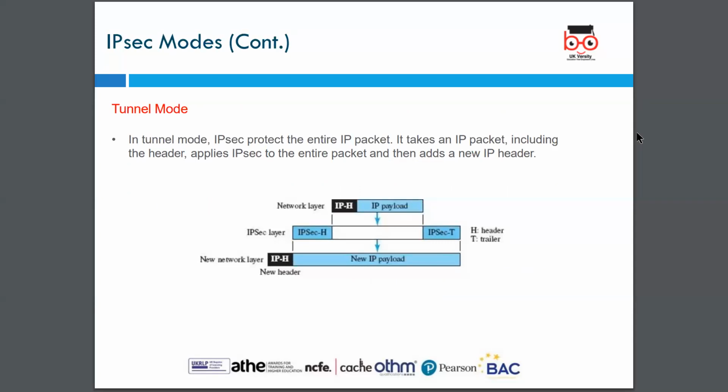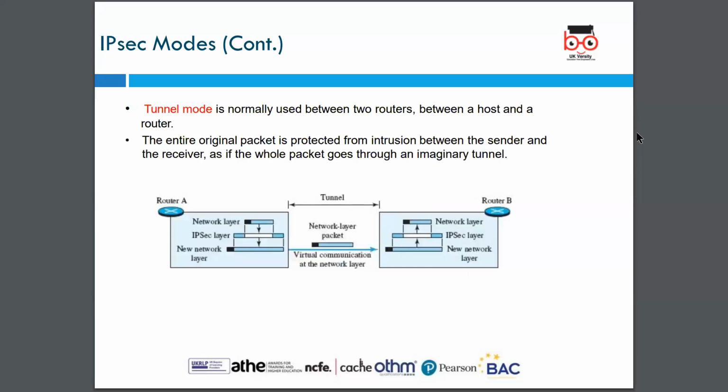Tunnel mode, on the other hand, will protect the entire IP packet. It takes an IP packet, including the header, applies IP security to the entire packet, and then adds a new IP header. Where do we find this? It is normally used between two routers and between a host and a router.